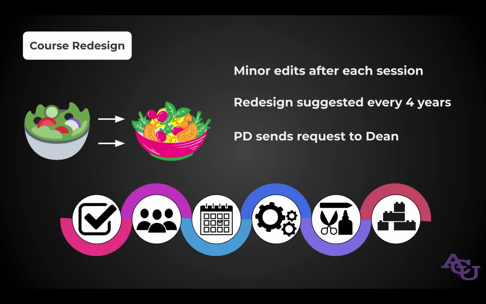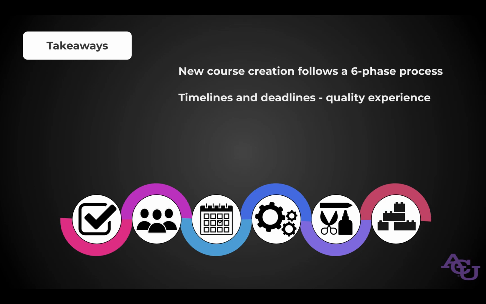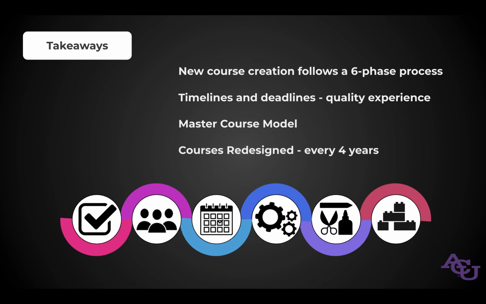As we come to the end of this video, the main points to take away are that all new online courses are created using the 6-phase process at ACU. Timelines and deadlines of this process are critical for the experience of ACU faculty and students. We follow a master course model, in which courses that run each session are a copy of a template course in Canvas. And all courses can be redesigned every 4 years.